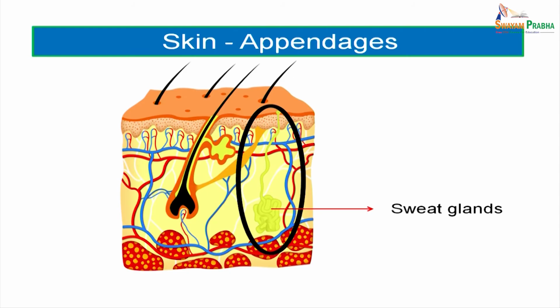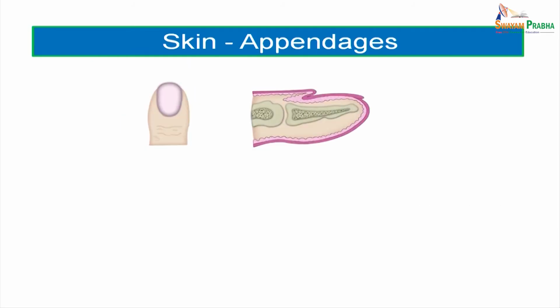So, this is about the sudoriferous glands or the sweat glands. The last appendage is the nails. Now, nails are nothing but the cornified layer of the epidermis, which are protecting the terminal distal portions of the phalanx. So, they are a modified stratified corneal zone.